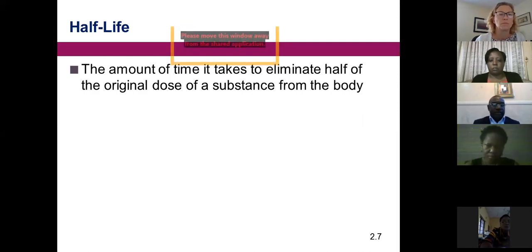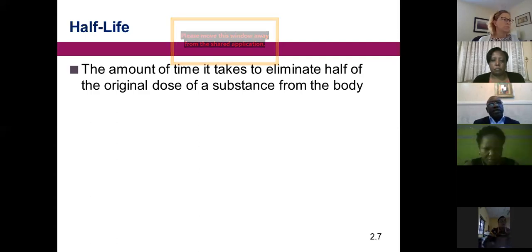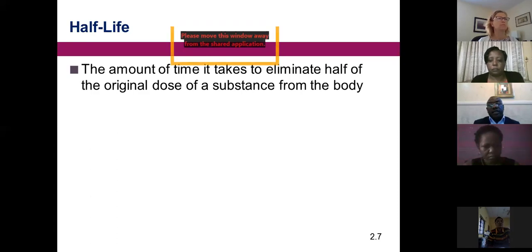Half-life. What is half-life? Half-life simply means the amount of time it takes to eliminate half the original dose of a substance from the body. If you take, for instance, 1 gram of an antibiotic, and then you want to know how long it takes for the body to eliminate 500 milligrams of the substance, that would be the half-life. And the half-life depends on so many factors. It depends on the type of substance taken in. It depends on how regular the person has been using the substance and also the amount.